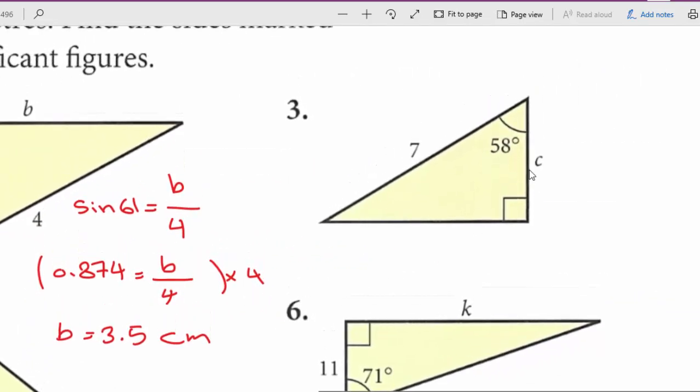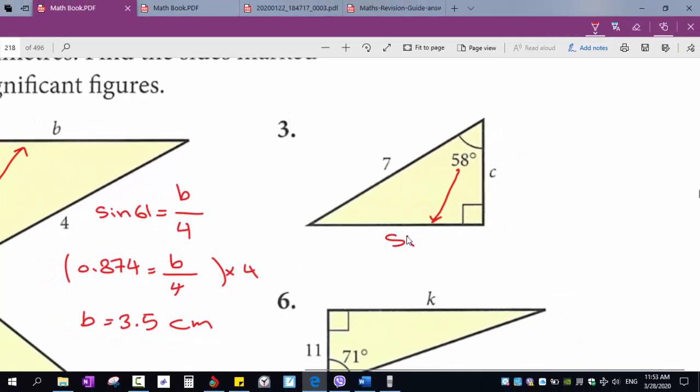Question 3. Now here, opposite the angle is not given, so it means we cannot use sine. We can't use sine because the opposite is not given. What is given? We have hypotenuse, and the missing side is the side next to the angle, which is the adjacent. Then when the side next to the angle is given, it means it's the adjacent side. We have to use cosine. Then cosine of 58 is equal to c over hypotenuse, the adjacent over hypotenuse, c over 7.